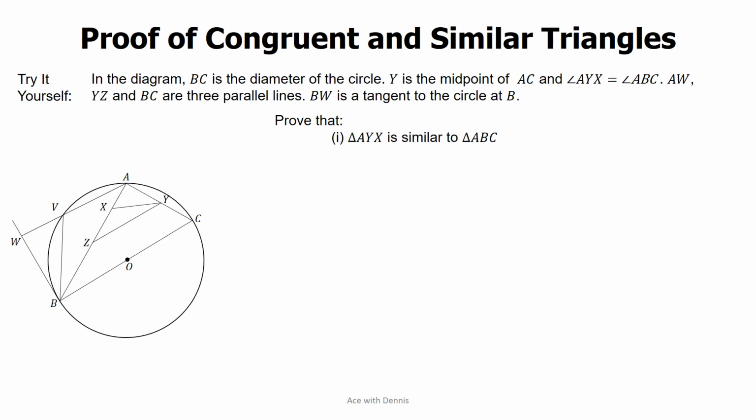Prove that 1. Triangle AYX is similar to triangle ABC. 2. AB times XY equals BC times AY. 3. AB times AX equals AC squared. 4. AW squared plus BW squared plus AC squared equals BC squared. You can pause the video and try to solve it yourself.